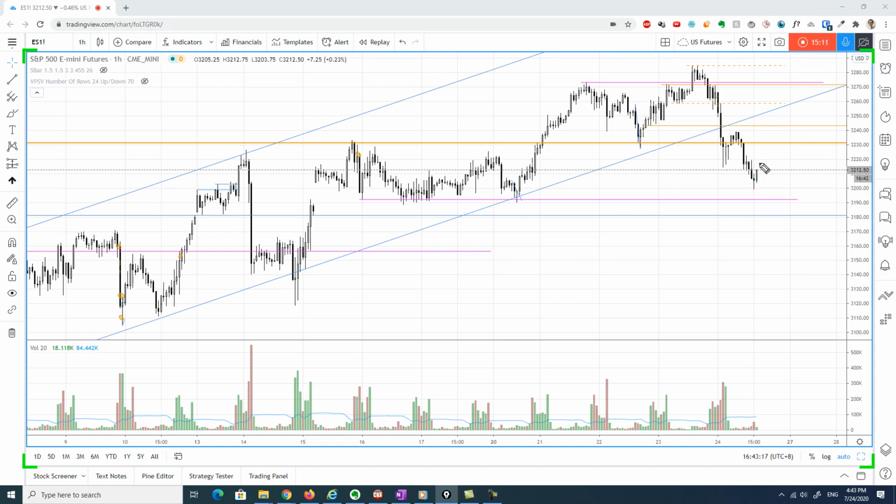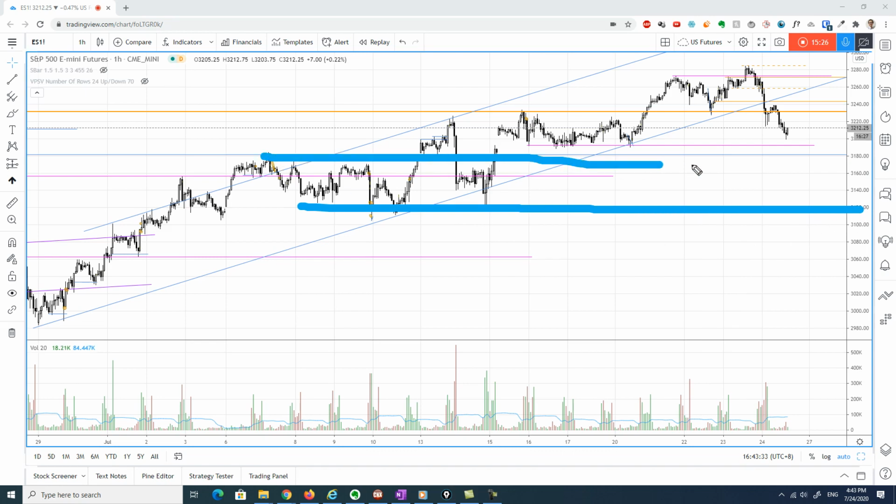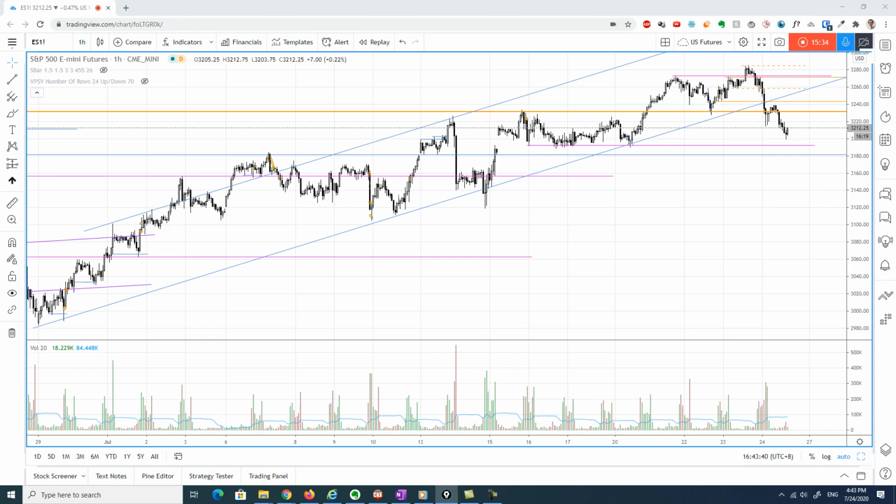But if it fails at this level, then the subsequent level slightly below is around 3105 or 3120. Somewhere around there could provide some support as well. But for the short term, as long as it's still above 3180 to 90, which is this level here, I definitely stand with a bullish bias.